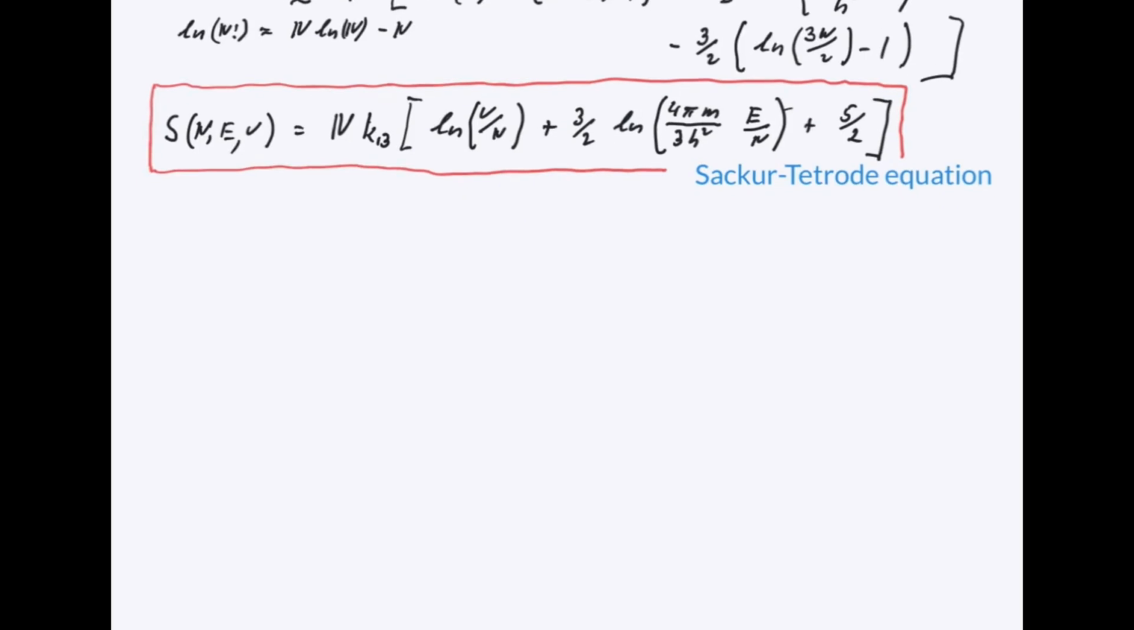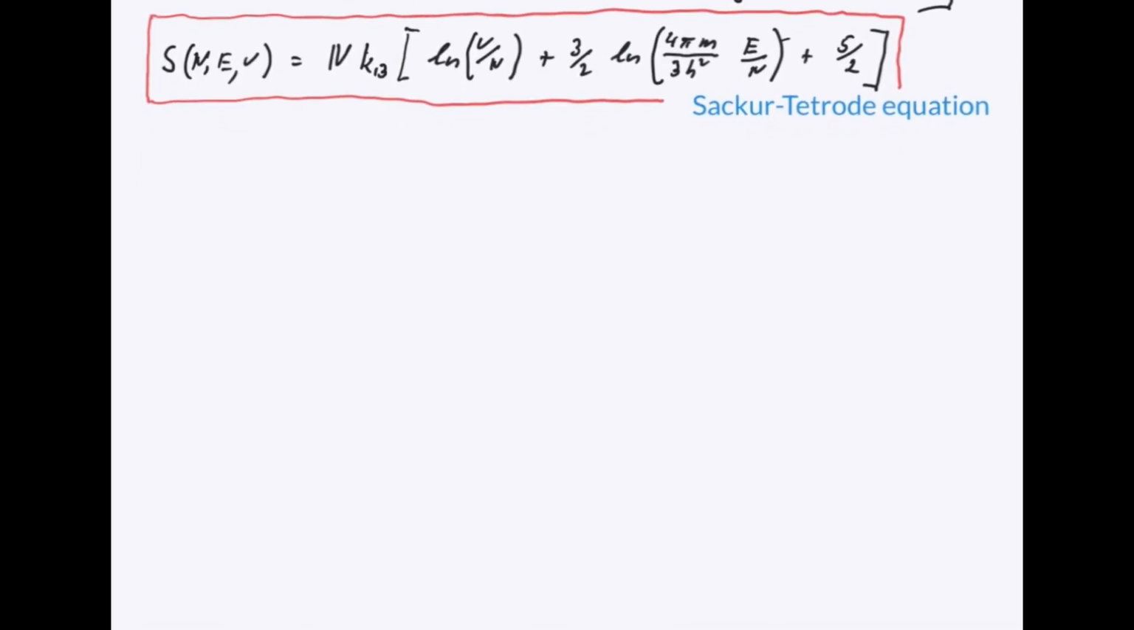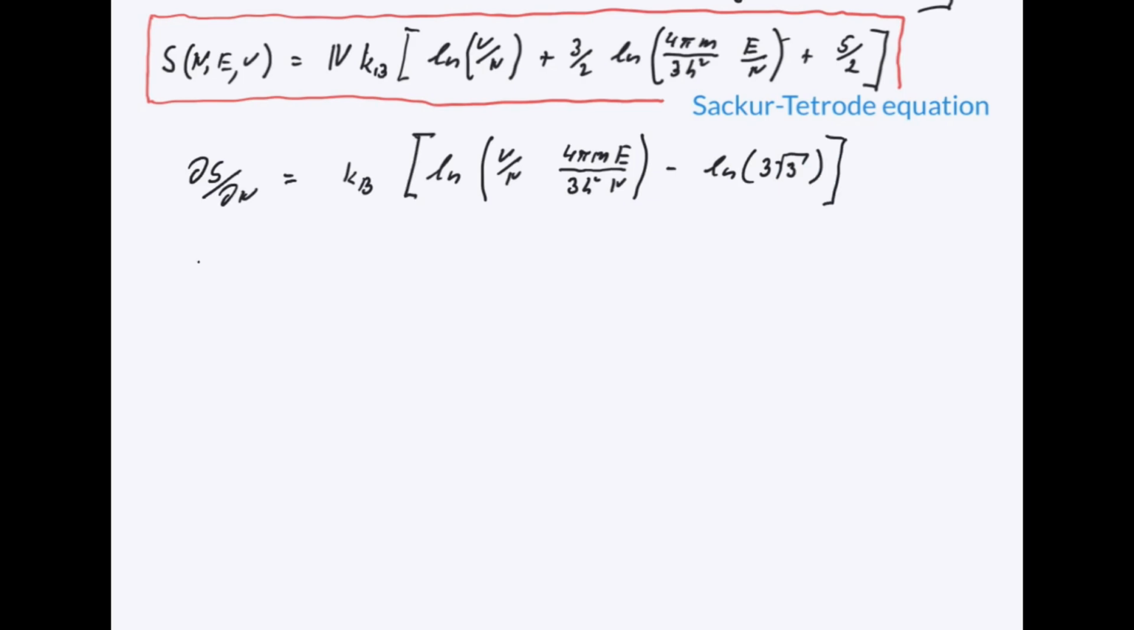If we now want to analyze the equilibrium between two systems, we have to calculate the partial derivatives of the entropy with respect to all the parameters. For the partial derivative of the entropy with respect to energy, we get a very simple equation reading 3N Kb divided by 2E. If we do the partial derivative with respect to the volume, we obtain Kb N divided by V. And for the partial derivative with respect to the number, we obtain a somewhat more complicated equation.